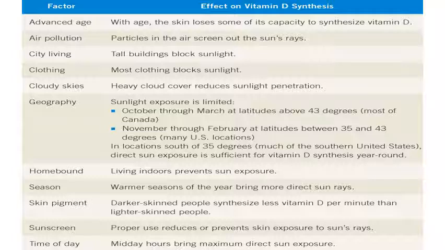Skin pigment. Darker skinned people synthesize less vitamin D per minute than lighter skinned people. That means that if you're darker, you get to be in the sun longer. When you're lighter, you gotta be careful, especially when it's hot. You cannot be in the sun as long as someone who is darker. Don't want to get sunburn.